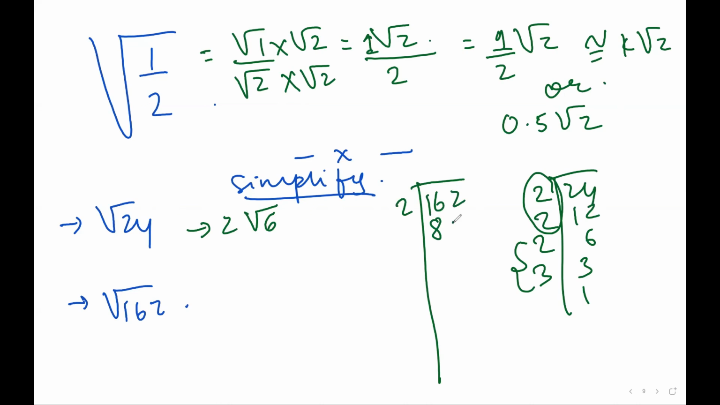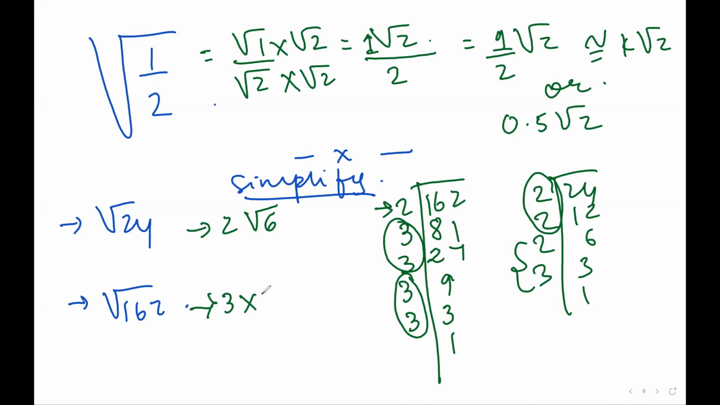So 2 8s are 16, 2 1s are 2. 3 3s are 9. 3 2s are 6. 3 7s are 21. 3 9s are 27. 3 3s are 9. 3 1s are 3. Both are partners. Both are partners individual. So as they both are partners, we will write 3 into 3. Iska ek 3, iska ek 3. And this will be only 2. So what is this? 3 times 3 is 9 root 2. So your answer will be 9 root 2.